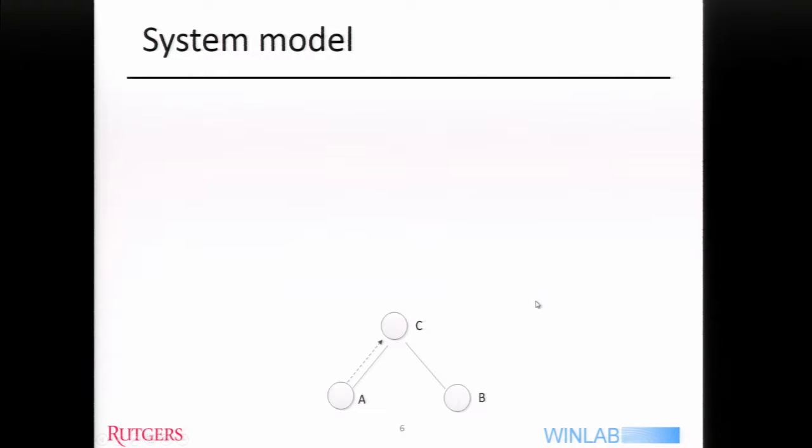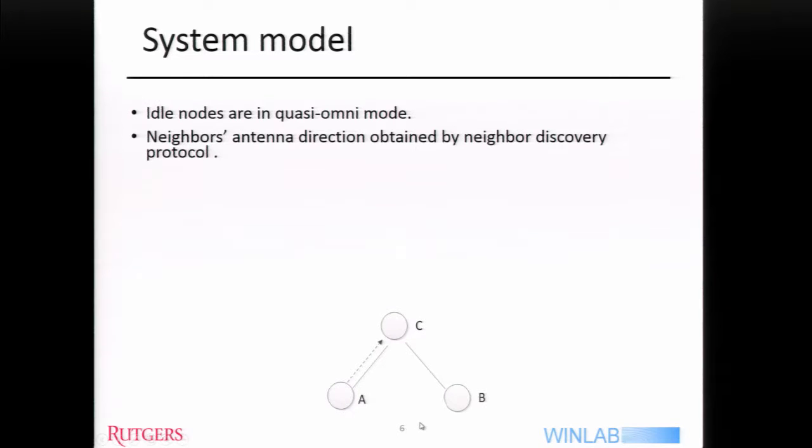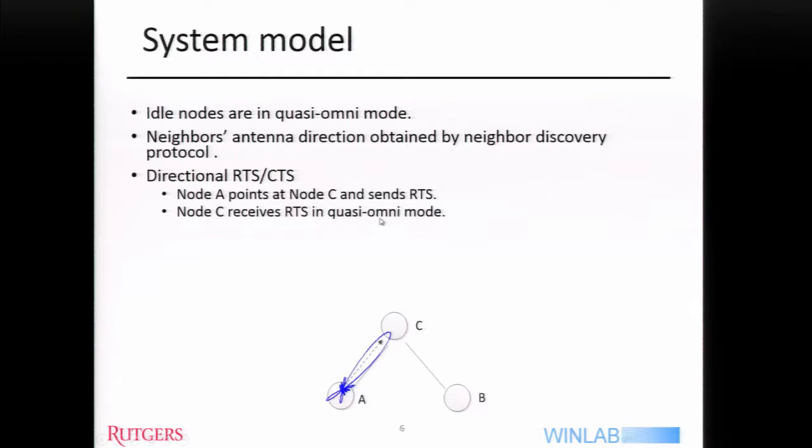So here is the system model we used to study the 60 gigahertz network. All the nodes will be in quasi-omni mode if they are idle. We assume there is a neighbor discovery protocol, so each node will know the antenna direction of each neighbor. We also use directional RTS and CTS packets. For example, if node A wants to transmit a packet to node C, it will first point to node C and send an RTS packet.